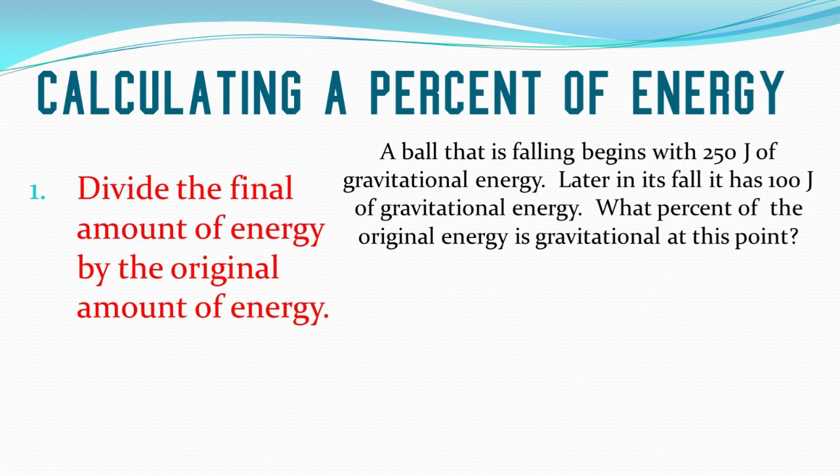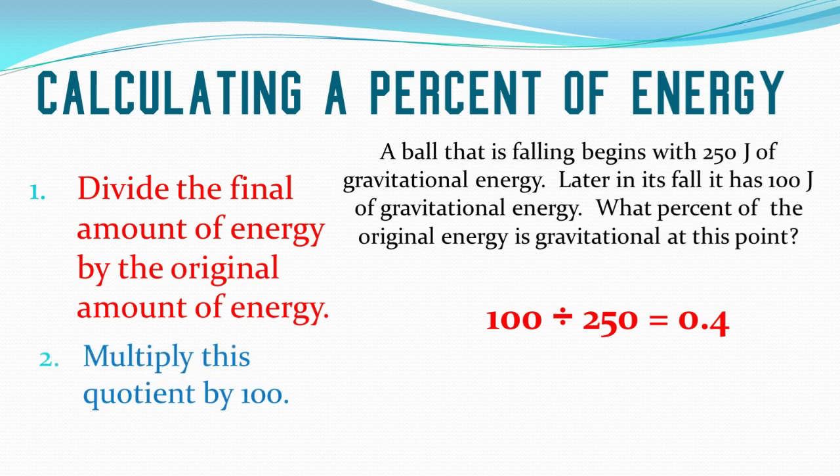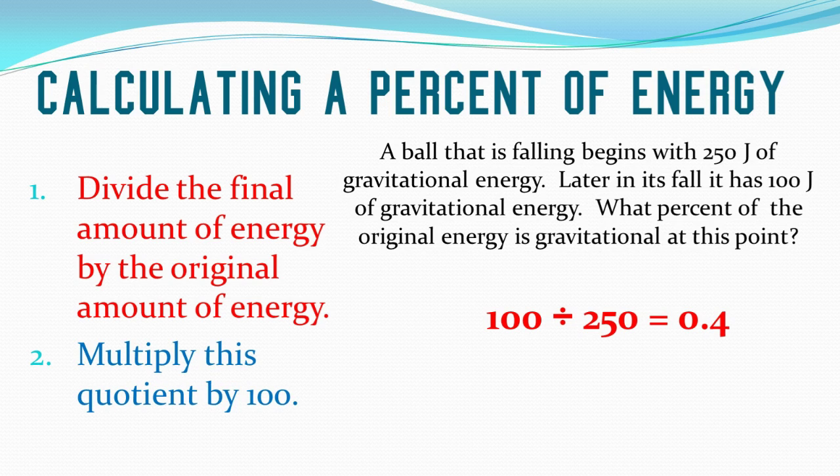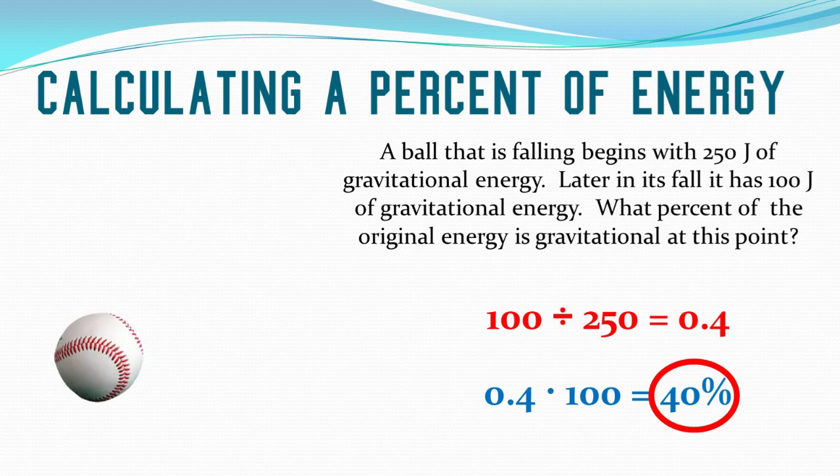Start by dividing the final amount of energy, or in this case the specific amount of gravitational energy, by the original amount of energy. So I would take 100 divided by 250 to get 0.4. Multiply this quotient by 100, that's going to turn it into a percentage. 0.4 times 100 gives me 40%. This means that at this point in the ball's motion, 40% of the energy is still gravitational. As the ball falls, it starts with all gravitational and speeds up as it moves towards the ground.